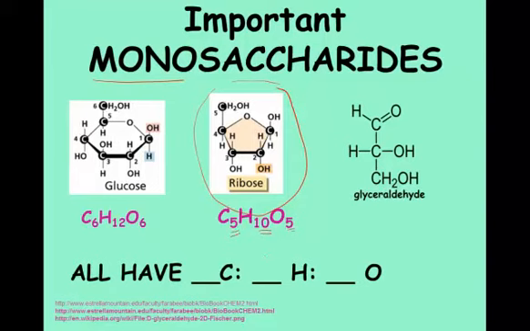Sugars can have different numbers of carbons in them, but they always have that ratio. This is a really tiny little sugar. It's called glyceraldehyde, and the chemical formula for glyceraldehyde is C3H6O3. Still has that 1 carbon, 2 hydrogens, 1 oxygen ratio. All of these are simple sugar molecules, what we call monosaccharides.